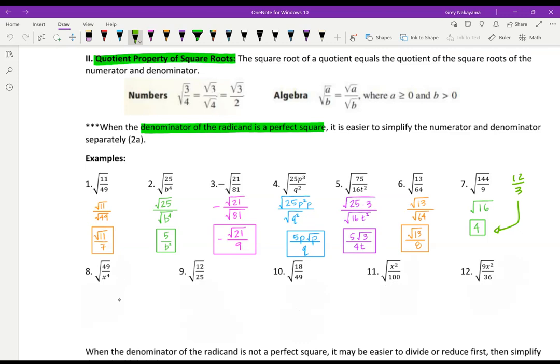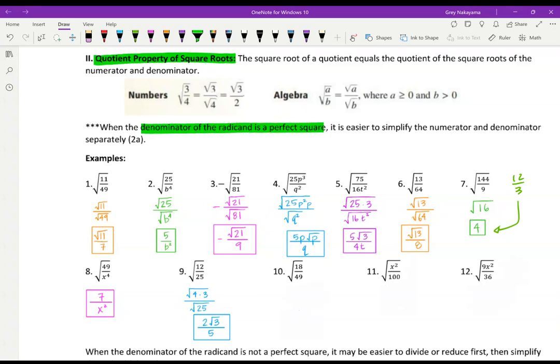Square root of x to the 4th is x squared. All right, on number 9, I am going to write it separately because I'm going to separate the square root of 12 as the square root of 4 times 3 over the square root of 25. And the top is 2 square roots of 3, and the bottom is 5. Again, if you don't need that middle step, that's fine.